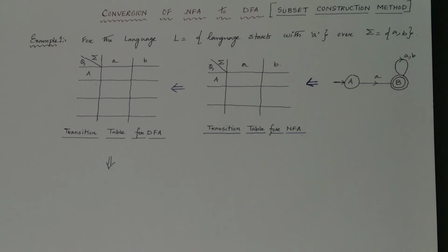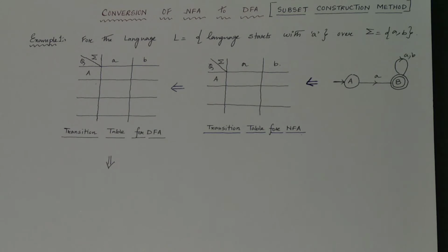Now in this particular lecture, we will be learning about the conversion process of how to convert a non-deterministic finite automata to a deterministic finite automata. The most common method that is used is the subset construction method. It's a very easy option to convert a particular NFA to a DFA.